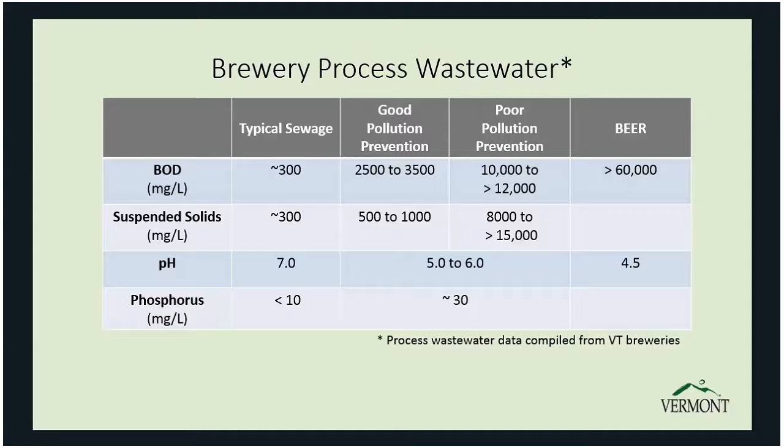So these are numbers that a treatment plant is not necessarily designed to handle. You'll also see that suspended solids are very high. pH of brewery process water is extremely low or acidic, and also contains a large amount of phosphorus, which we touched on earlier. And this information is obtained locally in Vermont over about the last 20 years of regulating breweries, upstarting breweries in Vermont.